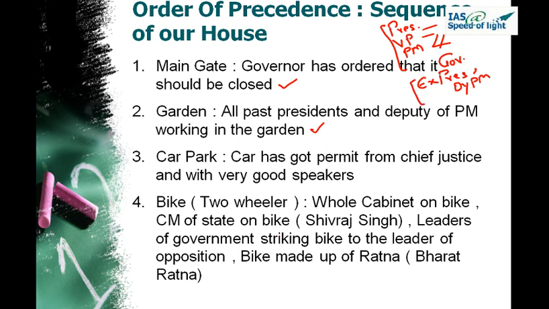Now what happens inside the garden is you have a car park also, where you park your car. That car has got a permit from the Chief Justice and it has very good speakers. The music system inside the car is really good. So the car has got special permission from the Chief Justice of India.